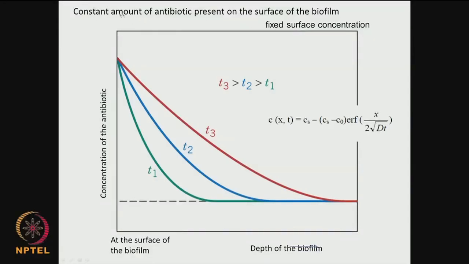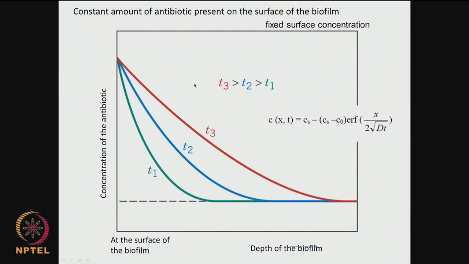And from these laws we can develop a pictorial visualization of how the antibiotic concentration could be distributed as a function of distance as well as a function of time. So in the first situation we have a fixed surface concentration, that is, a constant amount of antibiotic flowing across the biofilm. At the surface the concentration of the antibiotic could be very high, and it falls down dramatically as you go inside the biofilm. This is at one particular time. As the time increases, this graph starts moving up and up, and ultimately the concentration inside could also be very, very high. That is when the antibiotic amount present on the surface is always at constant concentration. Okay. And this is expressed by this particular mathematical relationship.